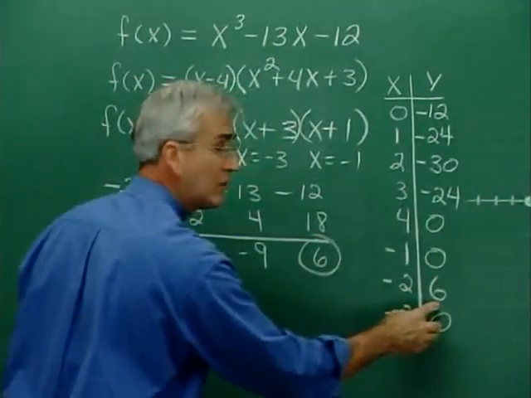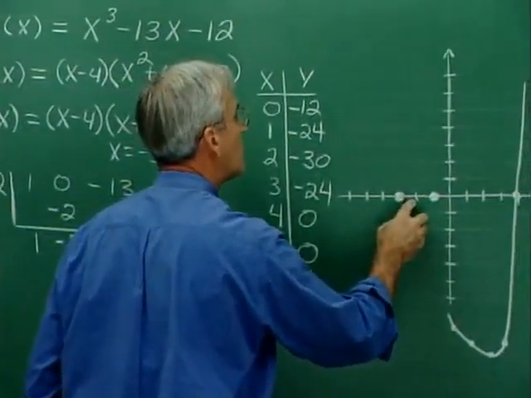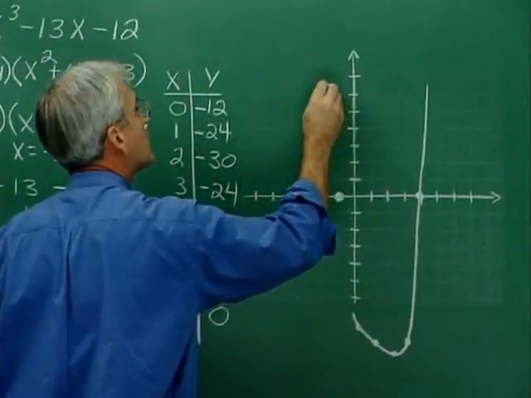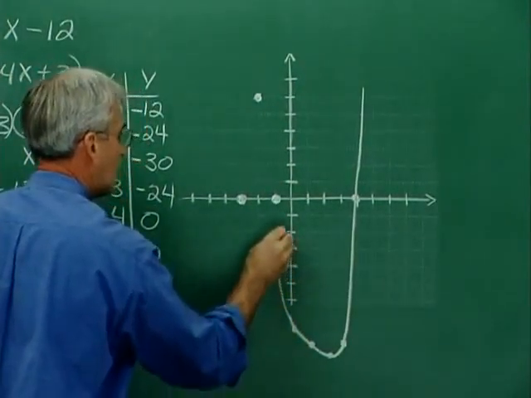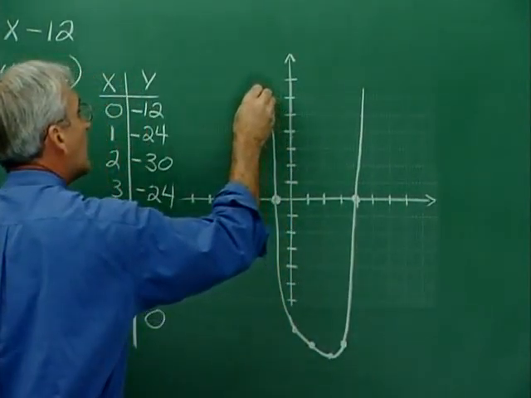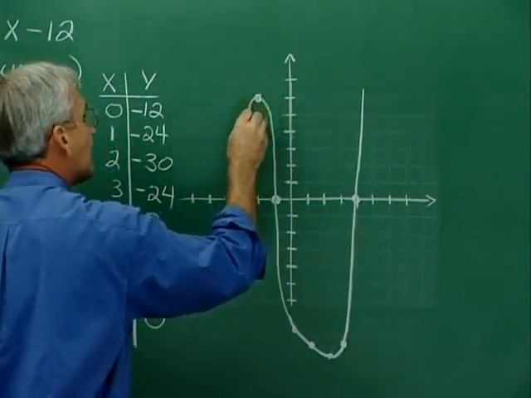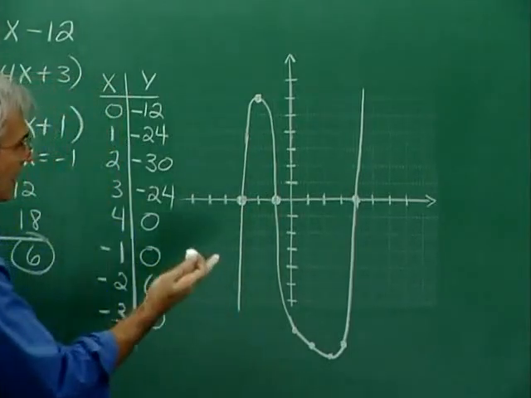So the point (negative 2, 6) is on the graph. Negative 2 goes up to 1, 2, 3, 4, 5, 6. And our graph looks something like this. Now that 6, that spot, is not necessarily a relative maximum, but we're treating it as such for this problem. And our graph looks like this.